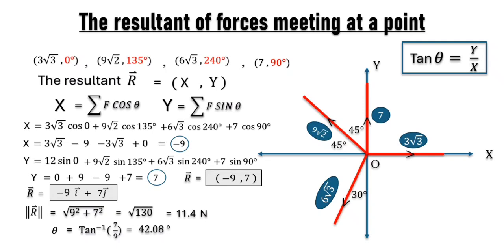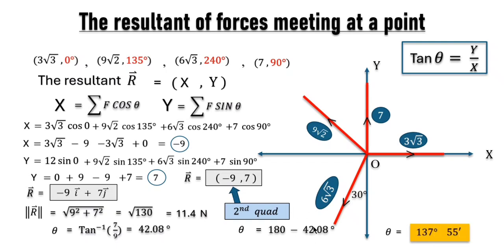42.08. Concentrate very well. This resultant is in which quadrant? In the second quadrant, not in the first one. So this angle is in the first quadrant, and this answer is not right. So we have to make it in the second quadrant. How? We will make theta equal 180 minus this angle. We will get the angle equals 137 degrees and 55 minutes. This angle is in the second quadrant, like this, the resultant of all these forces. It makes an angle of 137 degrees.